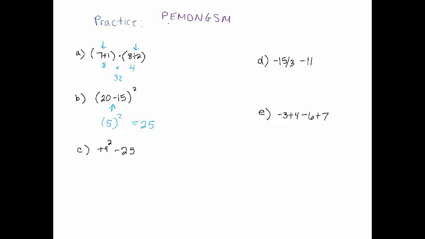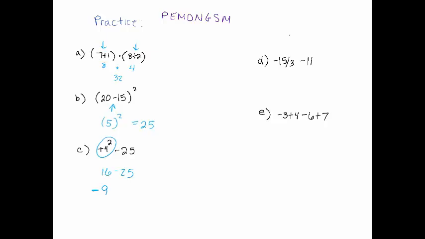Alright, here what do we do first? Do we have any parentheses? No. Do we have any exponents? Yes. So we're going to start with the exponents. 4 squared is 16, so we have 16 take away 25. And now we have a mixed sign problem. So we have more negatives. And how many more negatives? 9. So the answer is negative 9.